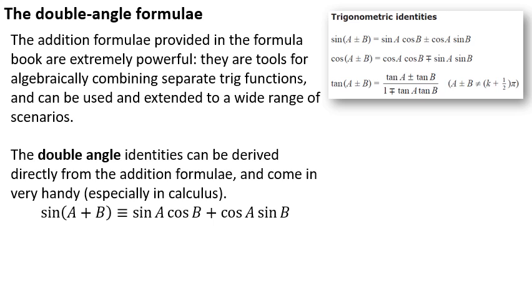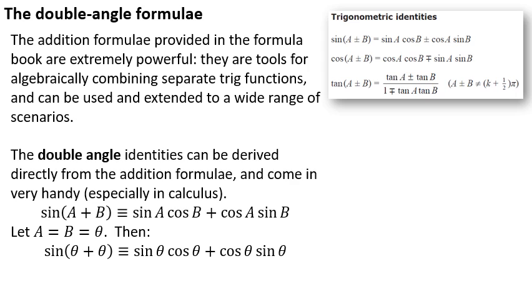We can start with the sine A plus B formula, and then we set A and B both equal to the same value. This is a process you'll need to be able to follow for yourselves. You need to be able to derive these directly from what's provided for you in the formula book. Sine of theta plus theta is sine 2 theta, and on the right hand side, because A and B are now the same, sine of A and sine of B are the same term. They're both sine of theta. So we can combine those and get a slightly more elegant looking formula. Sine 2 theta equals 2 sine theta cos theta.